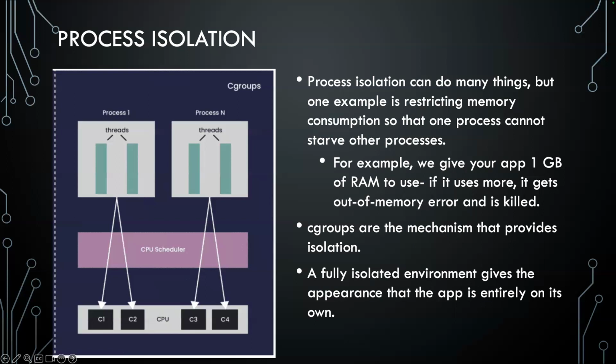What else about process isolation? These C groups can do a lot of things. They can restrict a lot of things and set permissions in a lot of different ways. If we give our app, for example, 1 gig of RAM to use, and we define that as a strict parameter, and the app starts to use more than that, it's going to get an out of memory error and it's going to get killed. So C groups are the mechanism that helps to isolate that.